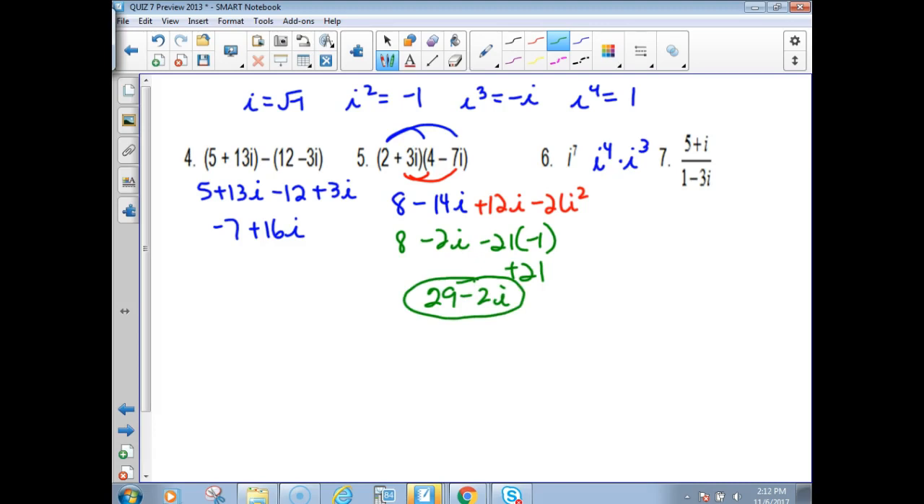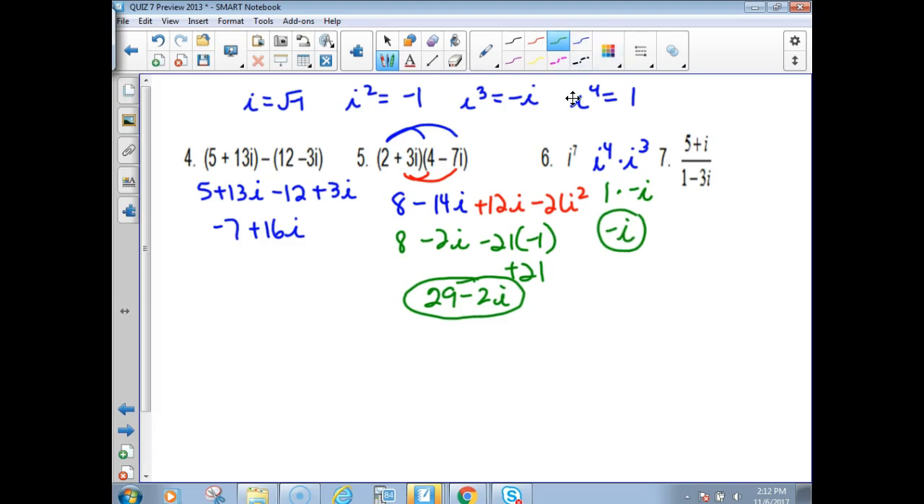Okay, sorry about that. Now, 6, I just started up here. I broke apart i to the 7th into i to the 4th times i to the 3rd. And that leaves me with 1 times i to the 3rd, and i to the 3rd is negative i. So the answer to this question is negative i.